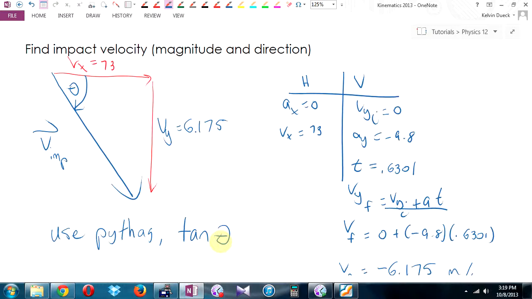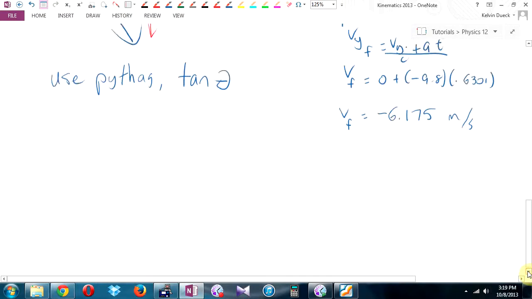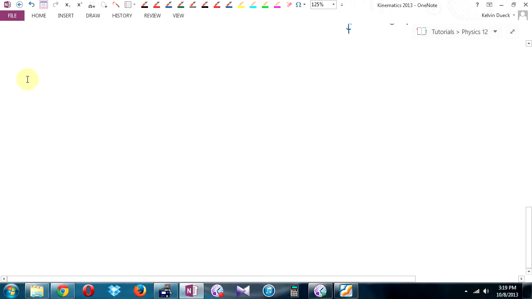What else can I ask? Cliff, at an angle.